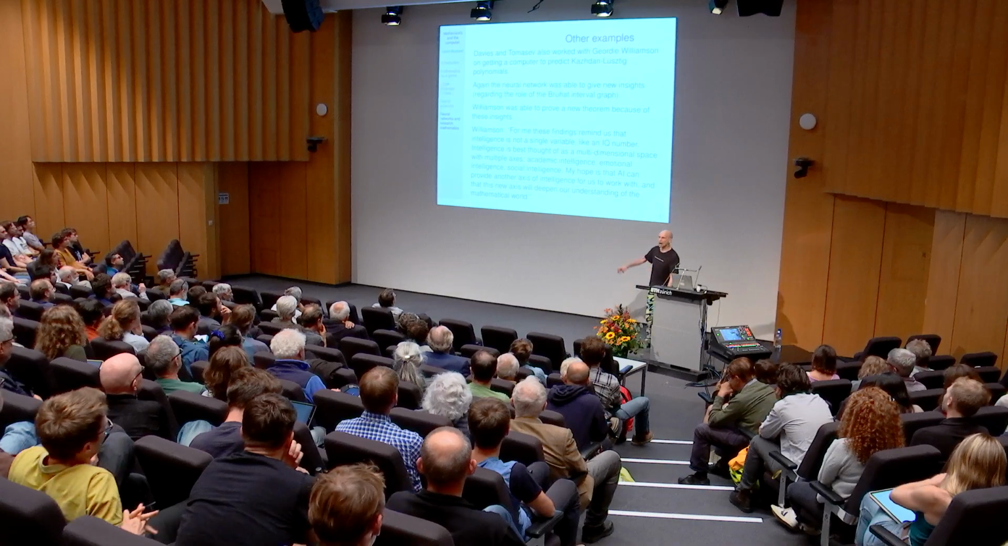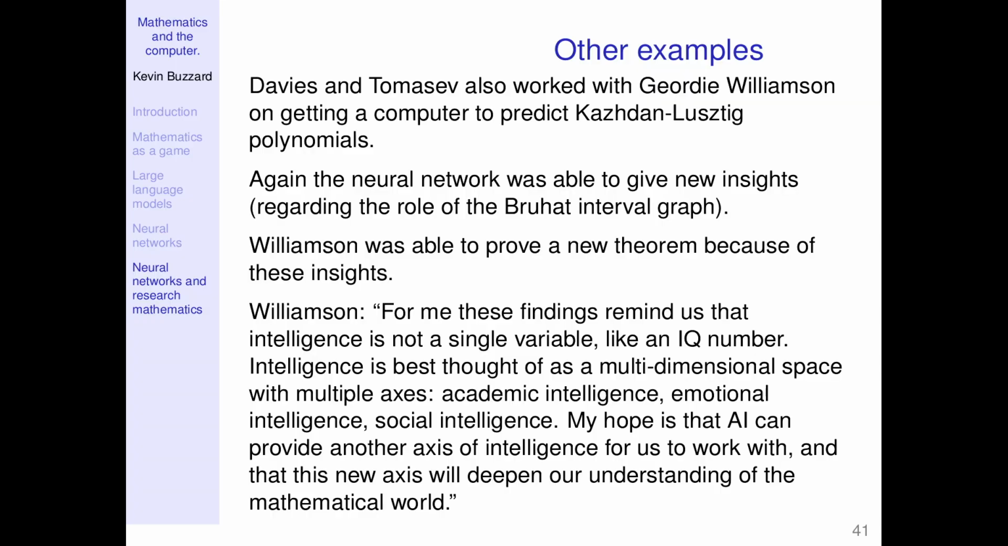And I think, rather than tell you the mathematics, I want to give you this quote by Williamson, trying to explain what's going on. He says, "These findings remind us that intelligence is not a single variable, like an IQ." I think this is a very insightful comment. That's why I reproduce it. "Intelligence is best thought of as a multi-dimensional space with multiple axes: academic intelligence, emotional intelligence, social intelligence. My hope is that AI can provide another axis of intelligence for us to work with, and that this axis will deepen our understanding of the mathematical world."